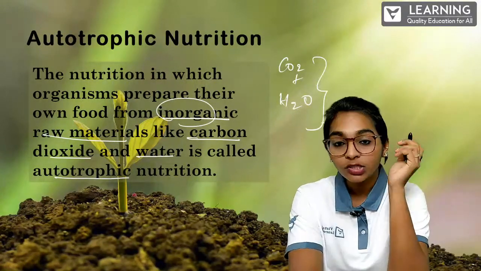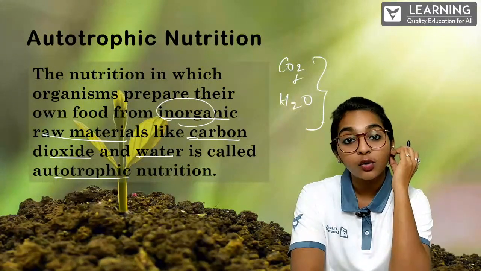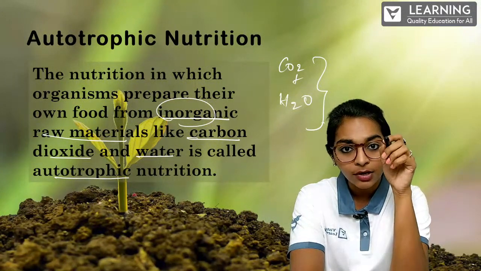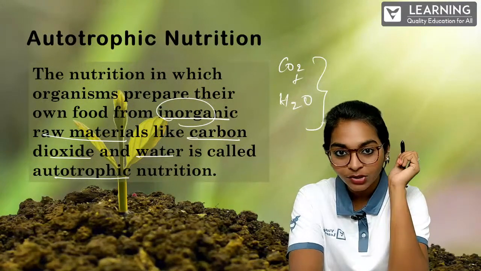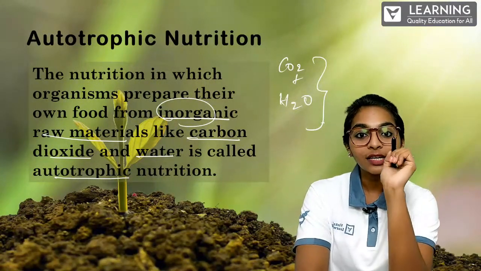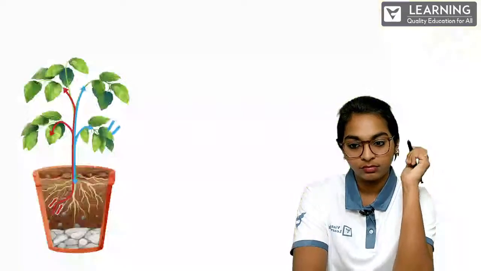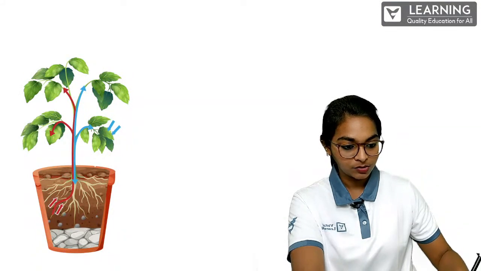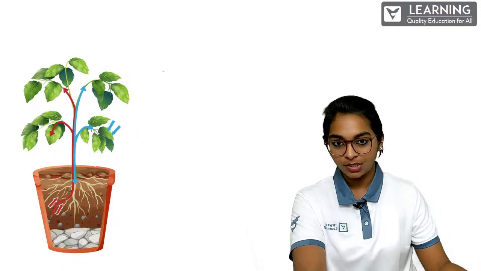So autotrophic nutrition is where the plant has the capacity to produce its own food. So how do they produce their own food? They utilize these inorganic substances: carbon dioxide and water. In the presence of sunlight and chlorophyll, which we shouldn't forget, they prepare food. What is that food? Let me change the pen color because I'm having white. Okay.